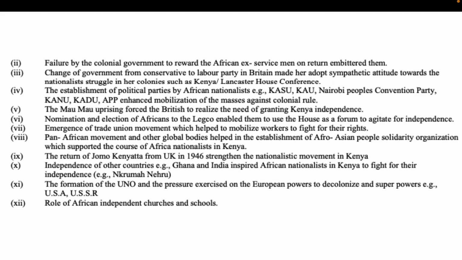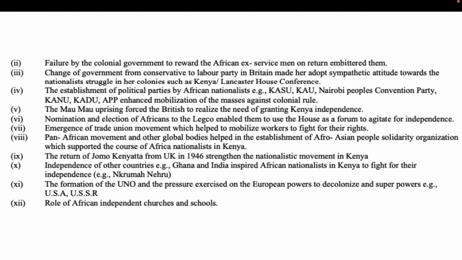Nomination and election of Africans to the LegCo enabled them to use the House as a forum to agitate for independence. Emergence of the trade union movement helped to mobilize workers to fight for their rights. Pan-African movement and other global bodies helped in the establishment of the Afro-Asian People's Solidarity Organization, which supported the cause of African nationalists in Kenya. The return of Jomo Kenyatta from the UK in 1946 strengthened the nationalistic movement in Kenya.